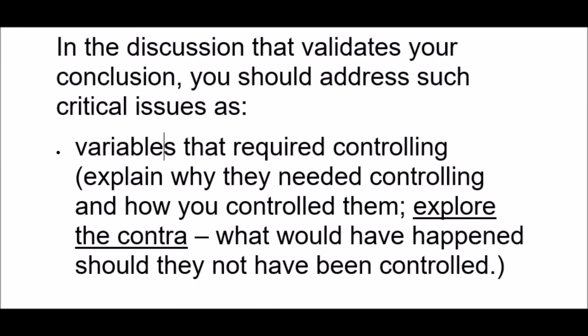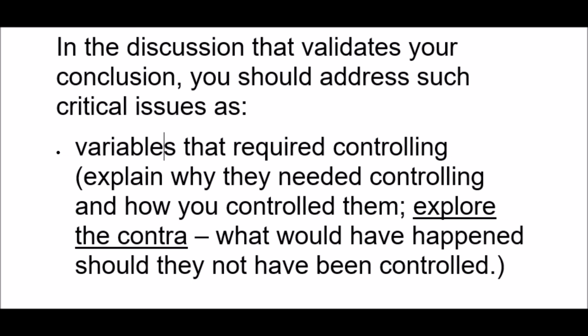We're going to have a wee look at the things you need to do when writing a discussion. First up on the list is controlled variables. What we need to do is explain why those variables needed to be controlled. A really nice way of doing that is to explore the contra. What that means is having a think about what would have happened if we hadn't kept those variables controlled.